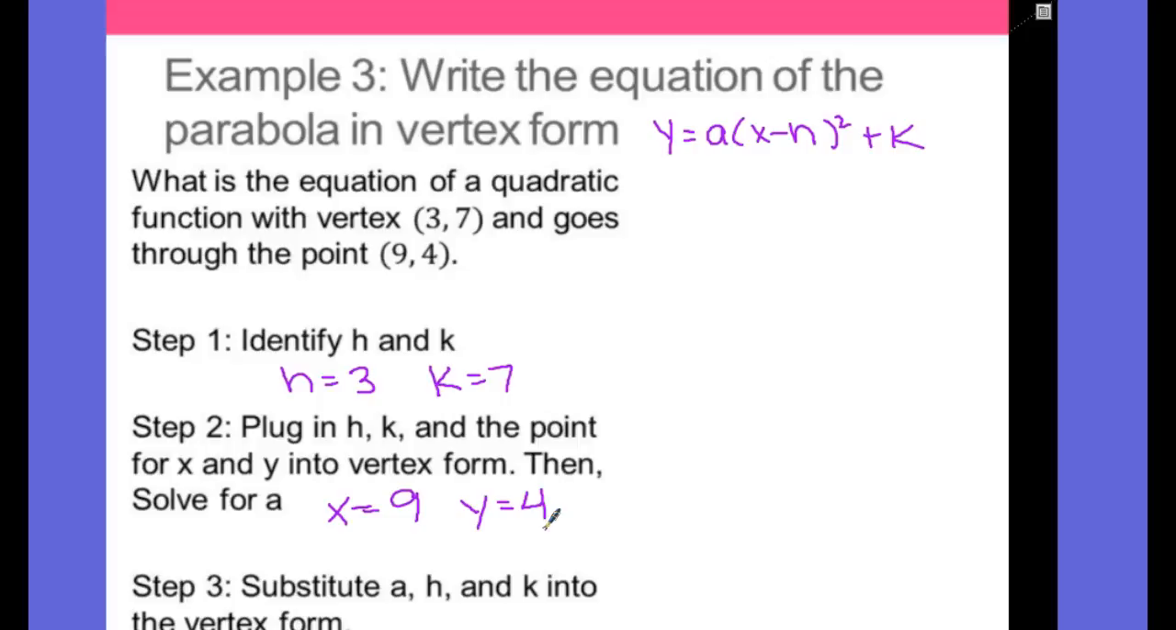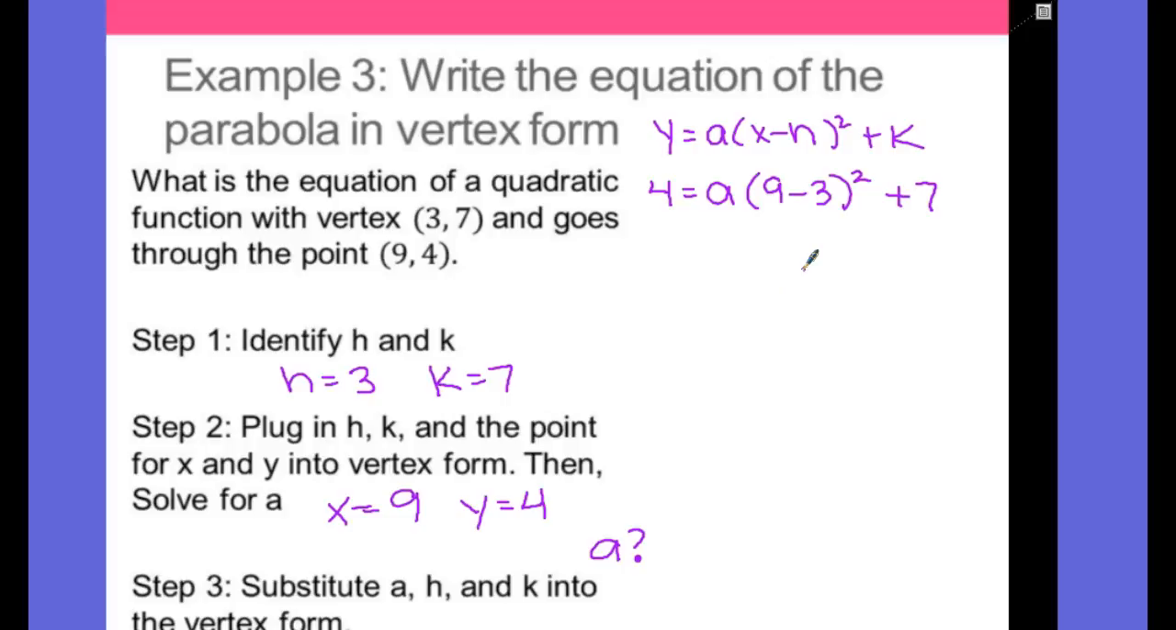Well, if you look here, doesn't my equation have y, h, x, and k's all up there? What letter am I missing that I usually know? Well, I'm missing a. So what I'm going to do is plug in h, k, x, and y and solve for a. So I'd have 4 equals a times 9 minus 3 squared plus 7.